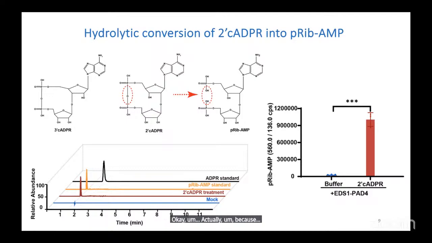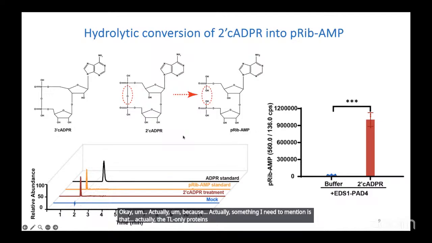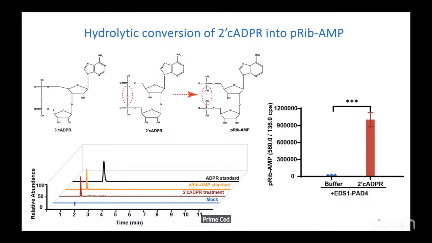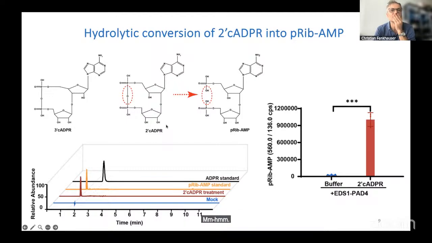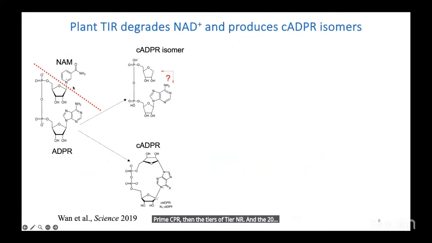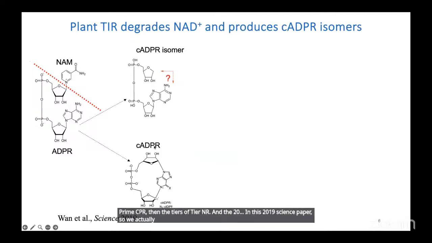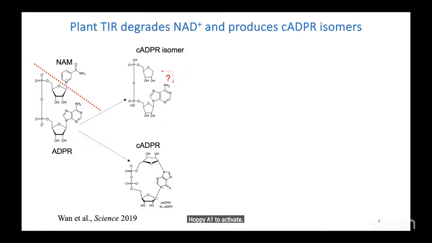Actually, something I need to mention is that the TIR-only proteins, like the Arabidopsis RBA1, produce a lot more prime CADPR than the TIR NLRs. And in this 2019 Science paper, we can use the effector HopBA1 to activate the TIR-only immune receptor RBA1, and then that's like activation of ETI.